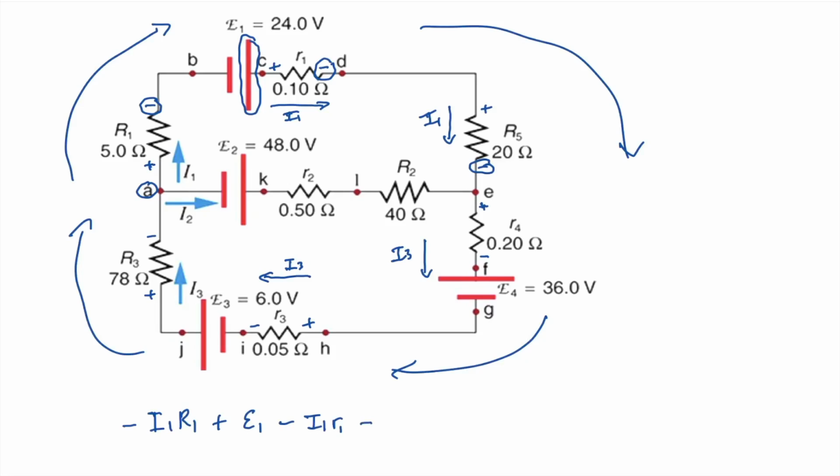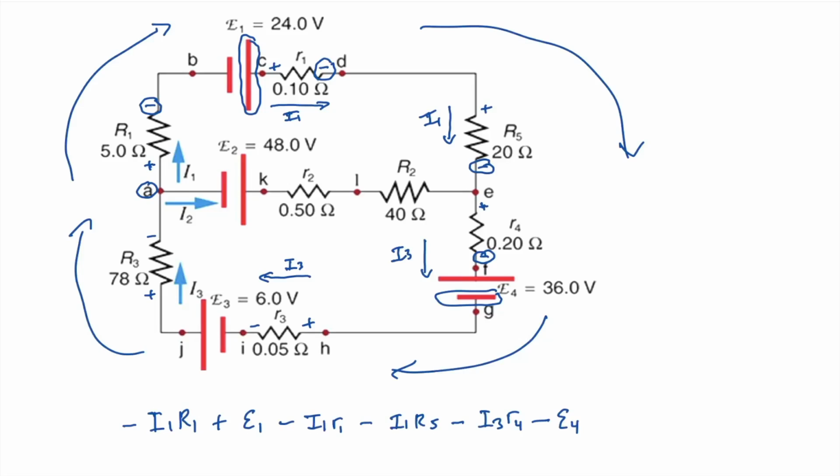So we have minus I1 R5. Okay, internal resistor r4 is next. Last thing we see is a minus. So we have minus I3 times r4 for the potential drop. All right, next battery, EMF 4. Last thing we see is the shorter end, so that's going to be a minus EMF 4.